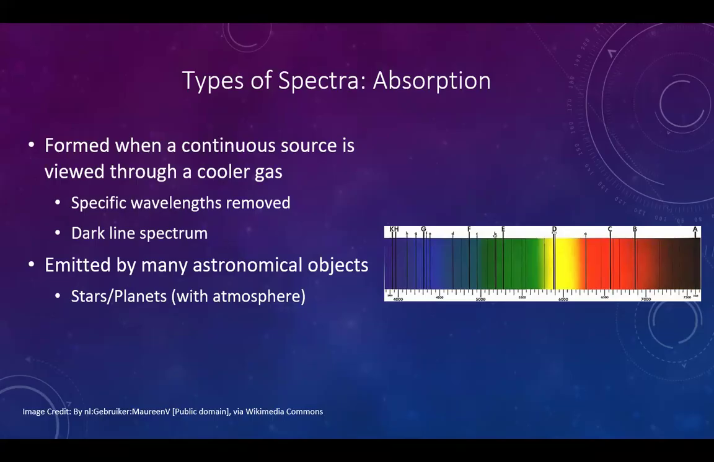So this is seen in many astronomical objects. Anything that has an atmosphere will have an absorption spectrum. So stars and planets all do. And that allows us to analyze those atmospheres. We can tell what's in them by looking at the spectrums. So that's how we know what some of the atmospheres of distant planets are, or even planets in other solar systems. We've been able to take their spectrums and figure out what they're made of. So these are probably the most useful type of spectrum.